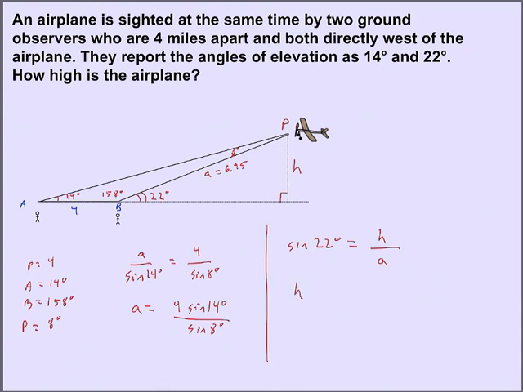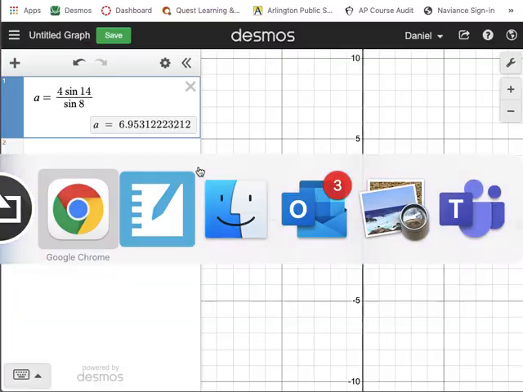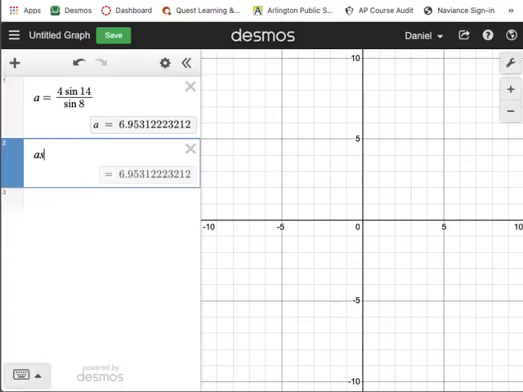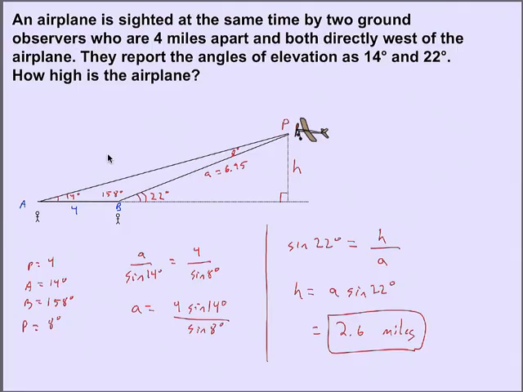But then if I want to find h by itself, it is equal to a, which we do know. I'm calling it a so I don't have to write around the decimal. But I do know what a is. And so we can use Desmos to say that a times the sine of 22 degrees is the height of the airplane, 2.6 miles. And that would be the final answer.